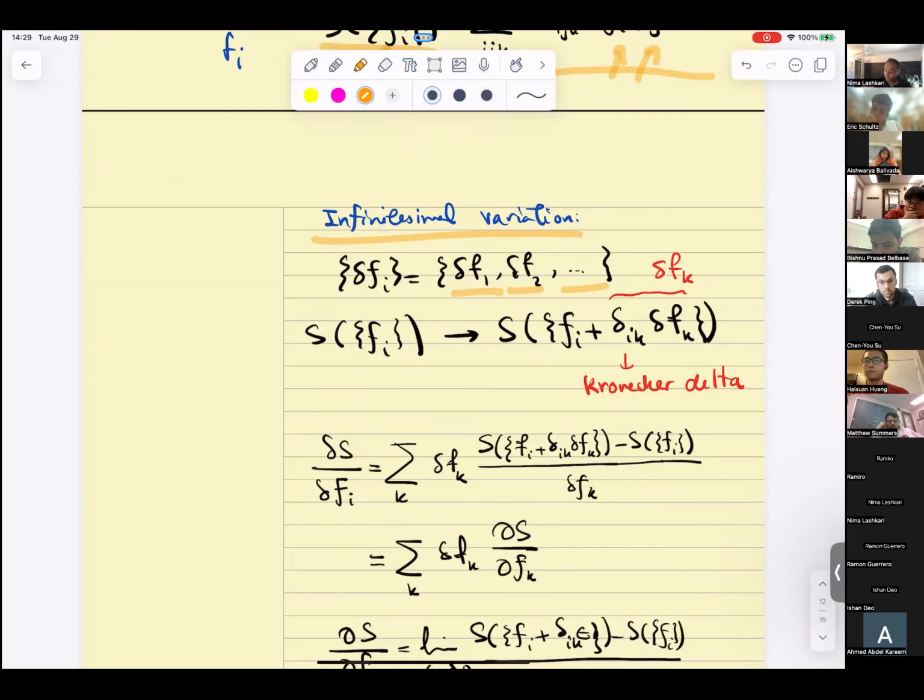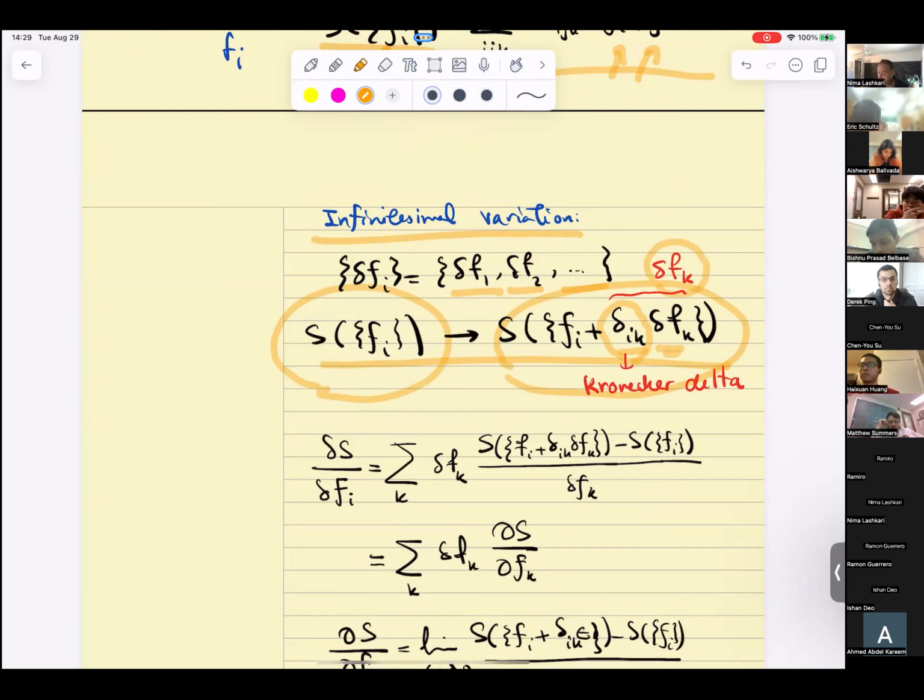All right, so your S of the initial function goes to S of a new function. I have put some Kronecker delta here, so I've written delta f_k as the identity matrix acting on delta f_k. I want to view these points on a lattice as a matrix. There's a reason for that. This trick, I absolutely recommend you put extra Kronecker deltas in these examples, because you're going to see it will be helpful in field theory.